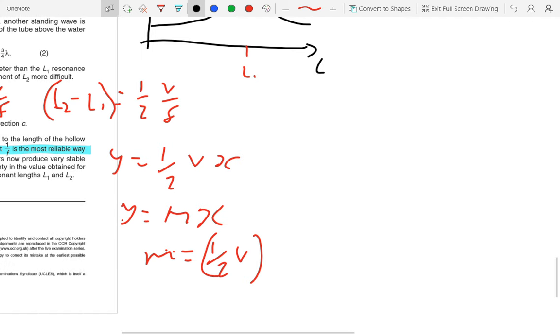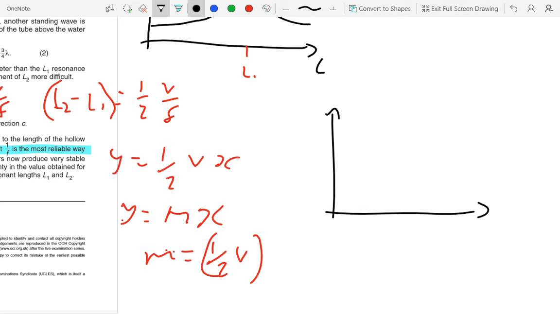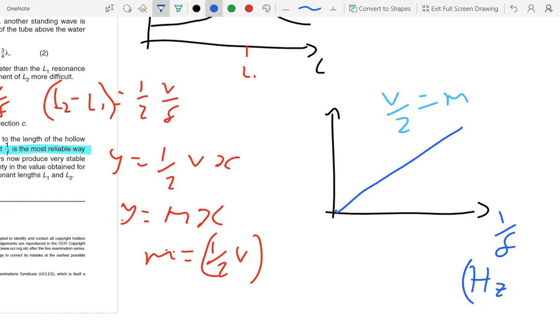So your graph is literally just going to look like that. It doesn't even have a constant added on the end, so the graph should just look like that, where the gradient is v over 2, and your x-axis will be 1 over f in hertz to the minus 1.